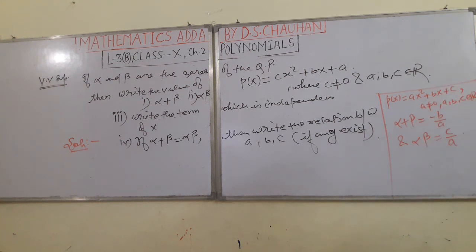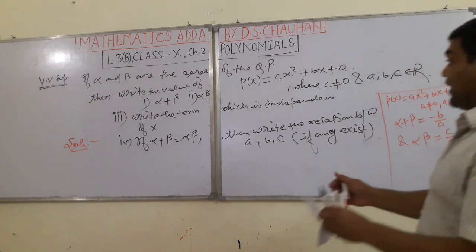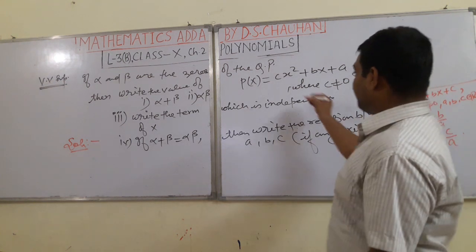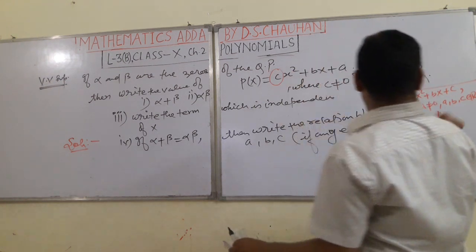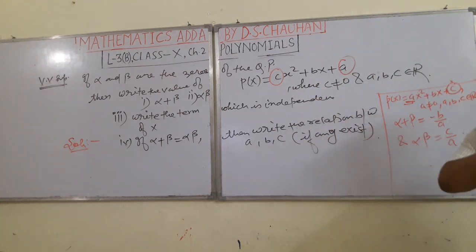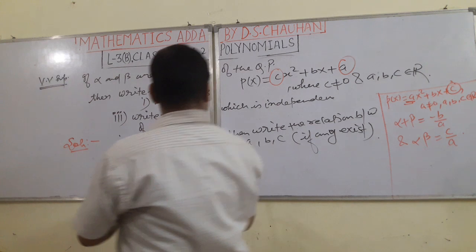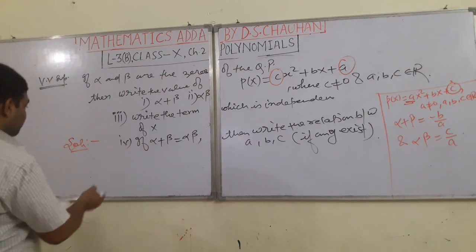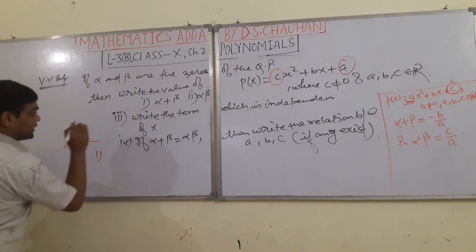Well, but here it is quite different. In place of a, what is present here? It is c, and in place of c, what is here? It is a. So it is just opposite. See how to do it. I am telling you, try to understand.